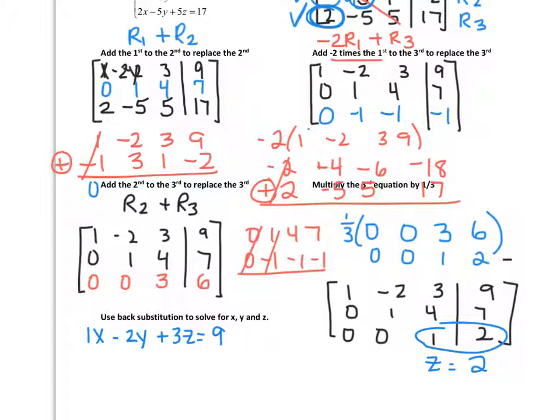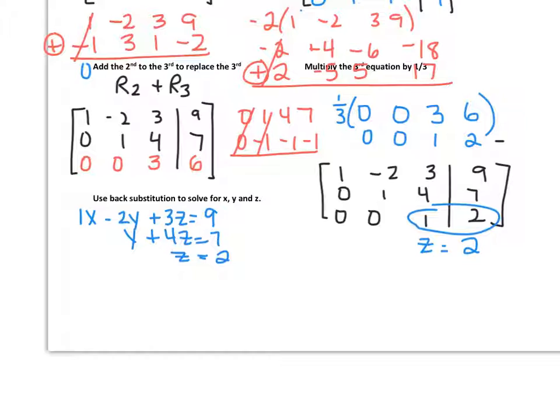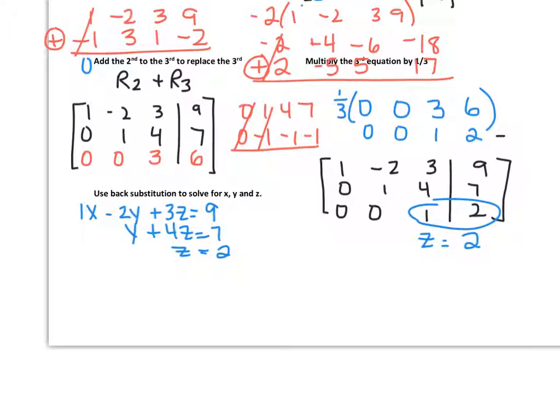Now on my next row, I have no x's, but I have a y. So I can put y plus 4z equals 7. And then my last term is that z is equal to 2. So now I can use back substitution to solve. So now that I have z, I can plug it into here, the second equation, to find y.